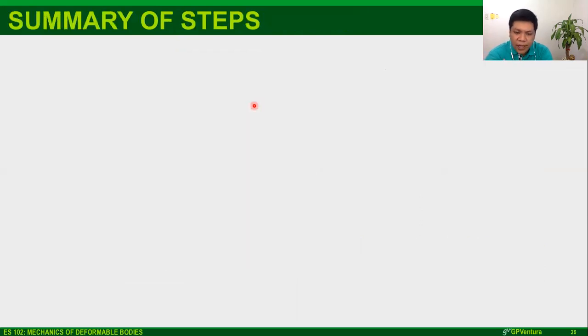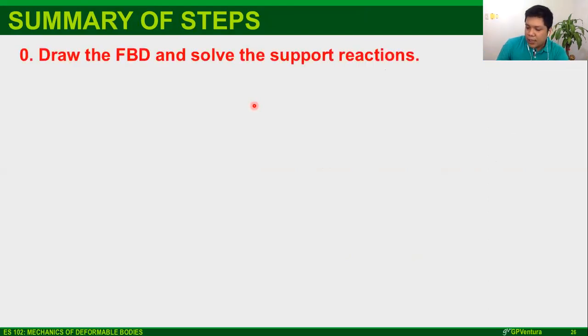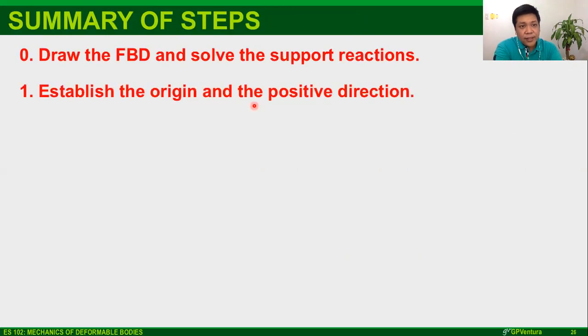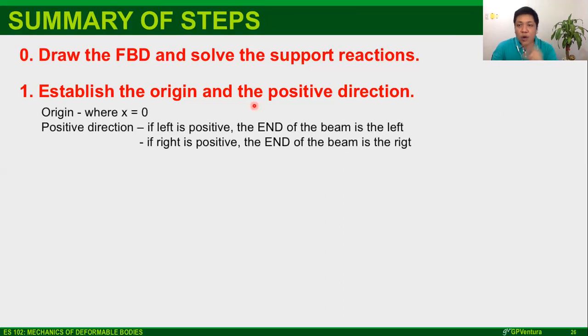Okay. Now, here is the summary of steps in order for us to solve the double integration method. Step number 0, our favorite step, is to draw the free body diagram and solve for the support reactions. The next step is to establish the origin and the positive direction. So you always establish the two. Origin is where x is equal to 0, and a positive direction. If to the left is positive, I need to define the end of the beam as the leftmost part of the beam. If the right is positive, the end of the beam is the rightmost end as well.